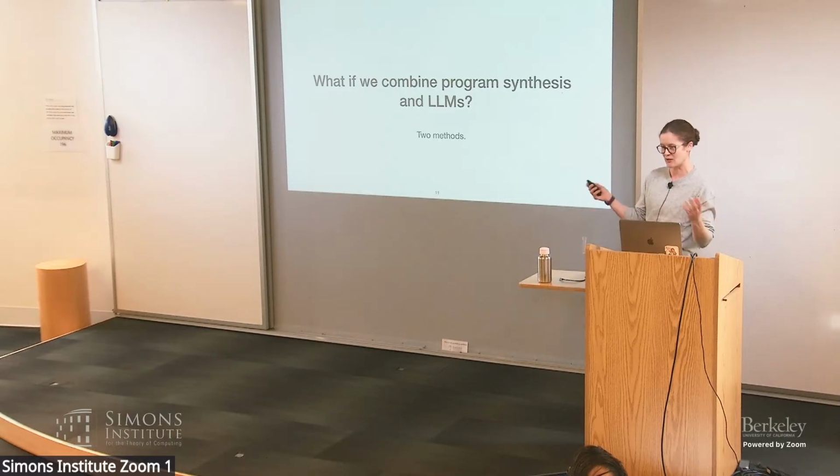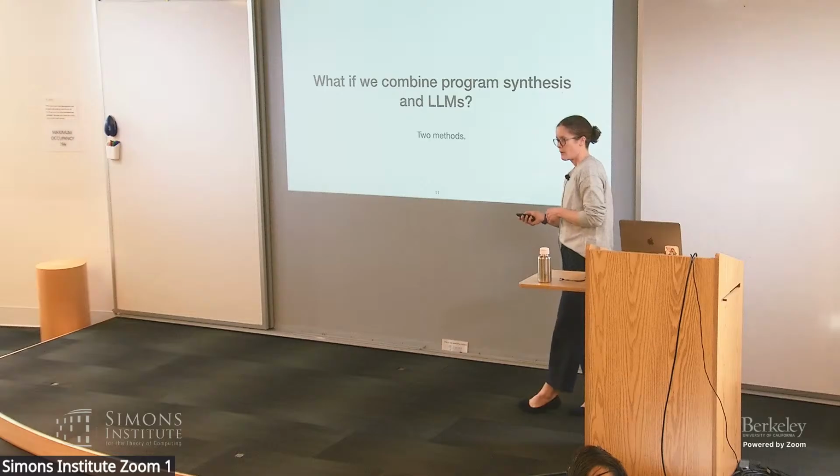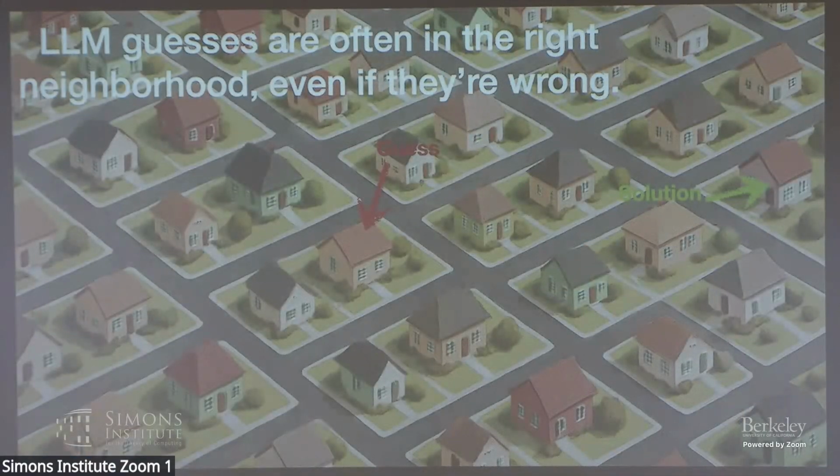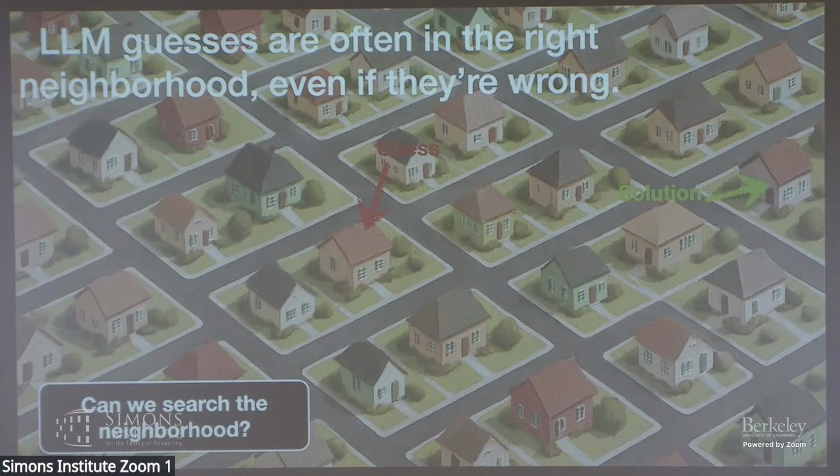specifically for this application of lifting. Broadly, our idea is that when LLMs make incorrect guesses, they're often in the right neighborhood of the actual solution. This is our hypothesis. This is what we've based these ideas on. And we want to find some way of searching this neighborhood. So I'm going to give you two ways of potentially searching that neighborhood around some incorrect guesses.